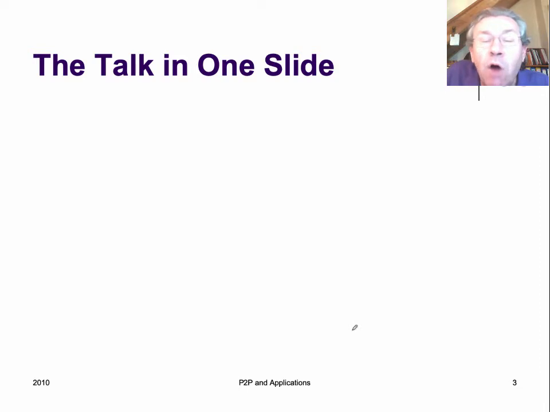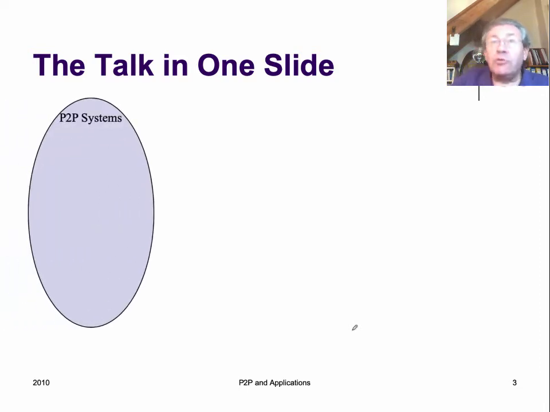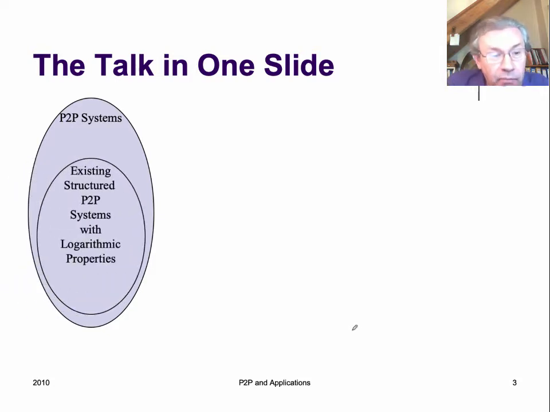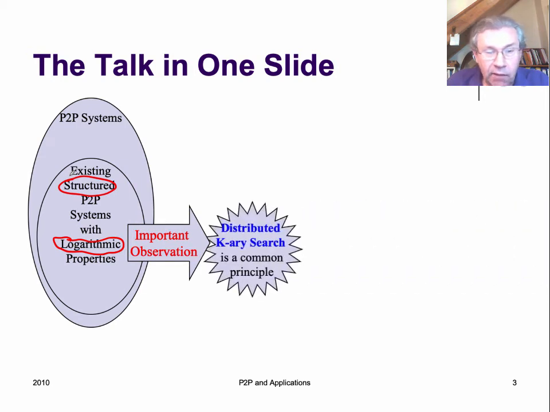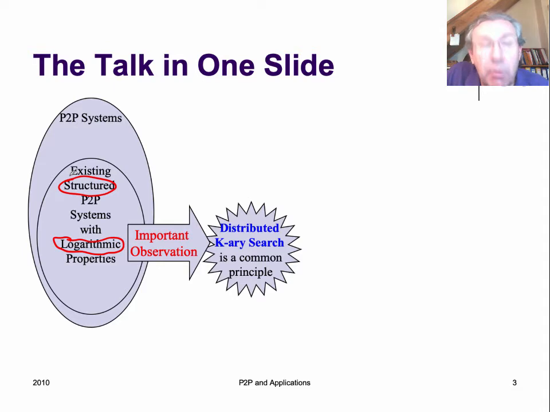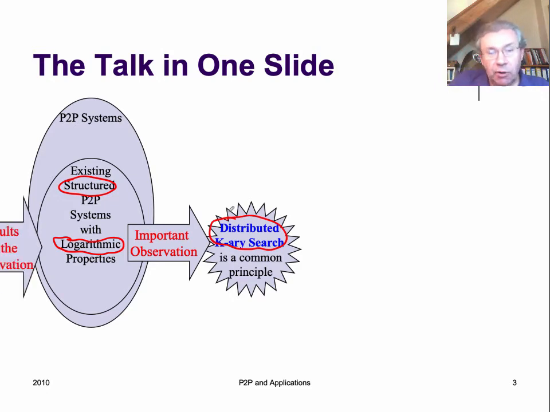So let me give you an overview of what we're going to see in this talk in one slide. So we're going to look at peer-to-peer systems in general. We're going to look at structured peer-to-peer systems. These are peer-to-peer systems with logarithmic properties and a structured topology that is maintained even when there's failures. And now, if you look at that, you can see that many of these systems are based on a common principle called distributed k-ary search. And this is a common principle how these systems are built.